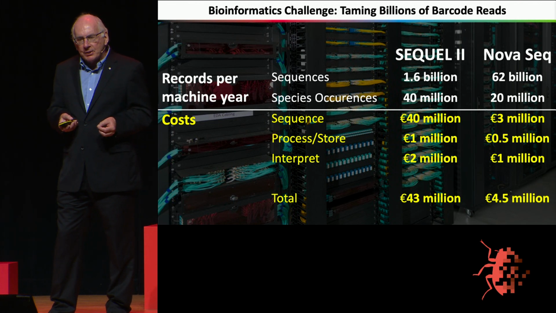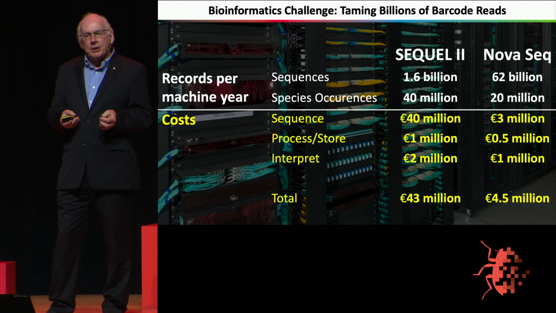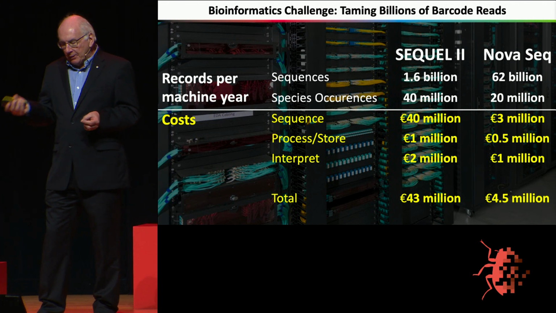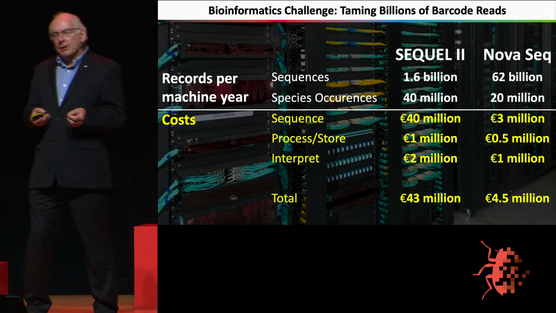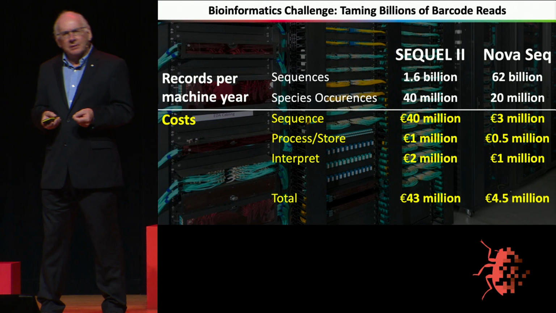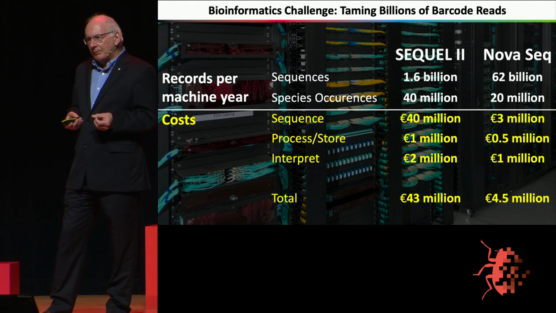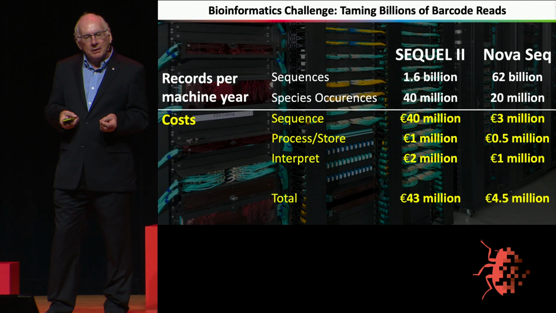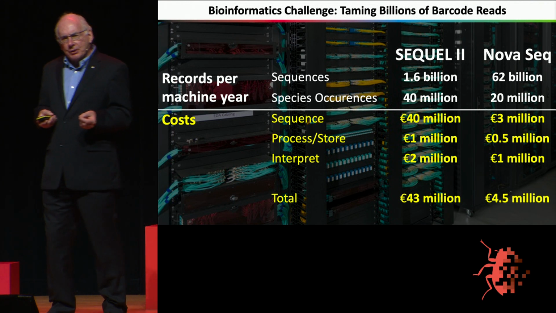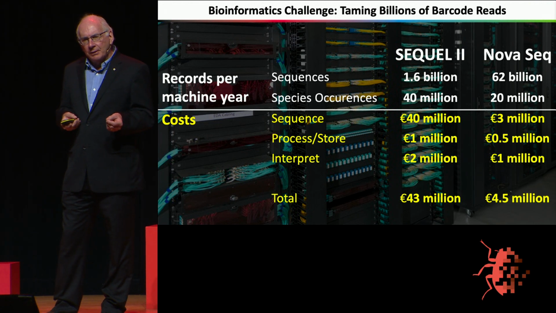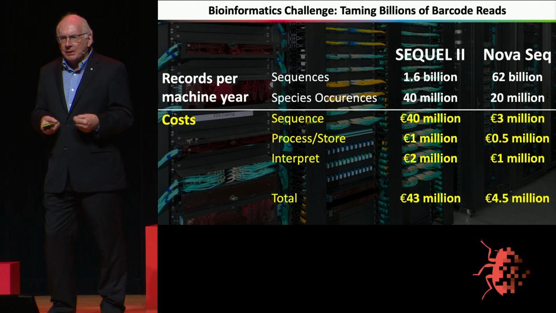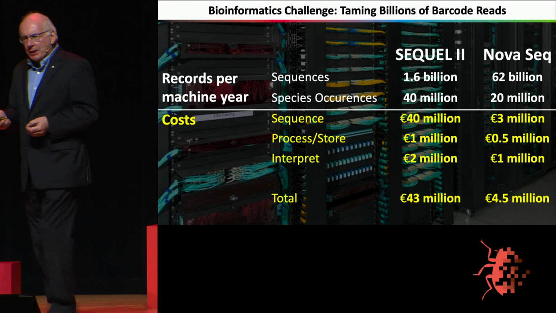Now the cost? 43 million to run a Sequel 2 flat out, 4.5 million to run a NovaSeq flat out. I doubt anyone's got that operating budget right now in biodiversity science. Large Hadron Collider operating budget is 1 billion euros a year. It costs 13 billion euros to discover the Higgs boson. I think biodiversity science can afford to do these kinds of studies.